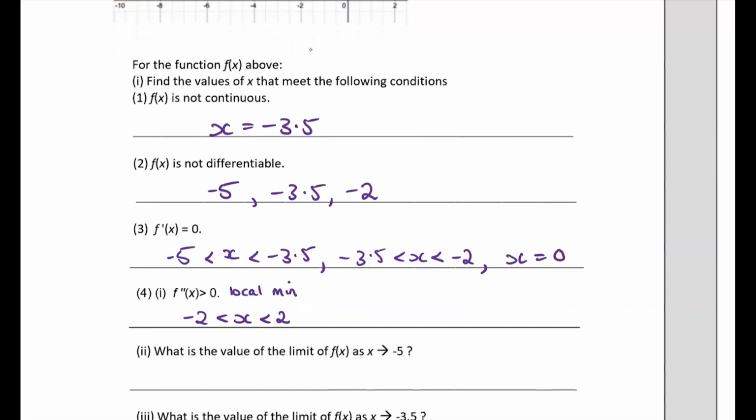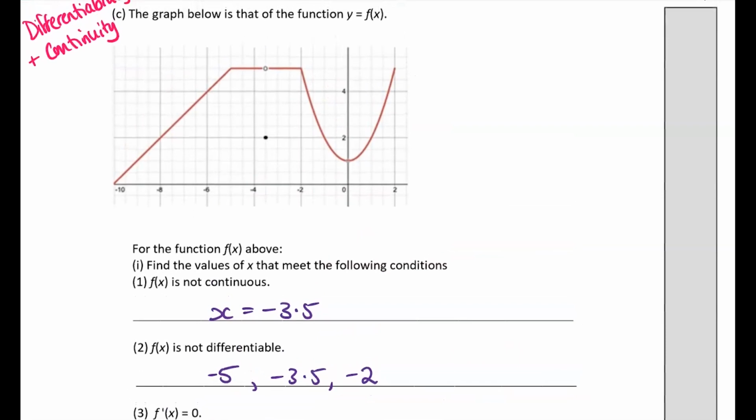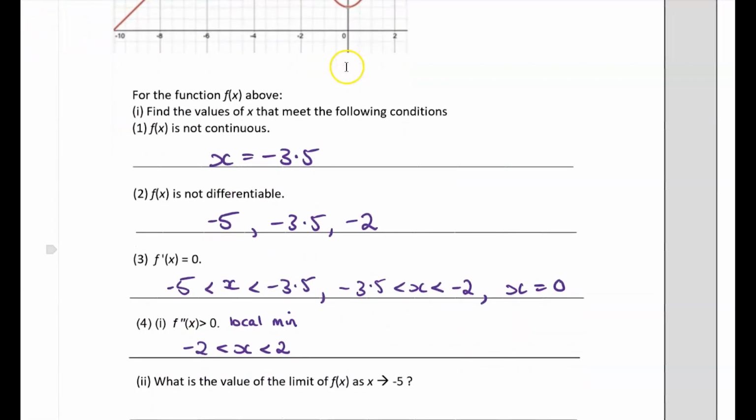What is the value of the limit of f of x as x goes towards minus 5? So as we head towards minus 5 from both the left and the right, we head towards the same point here, and that value is at this point on the graph, so it is 5.